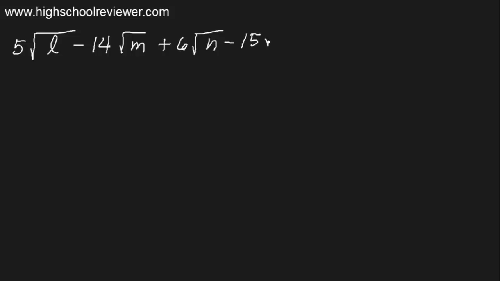Our next problem, we will have 5 square root of L minus 14 square root of M plus 6 square root of N minus 15 square root of L plus 3 square root of M minus 26 square root of N. Okay, so again, remember that we can only combine radicals with the same radicands.